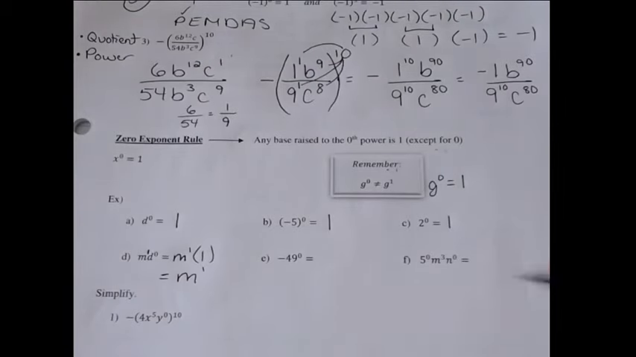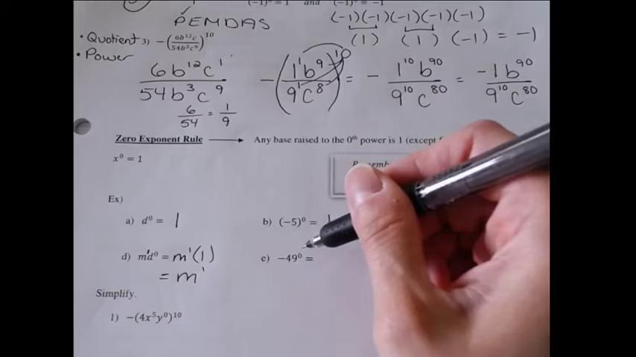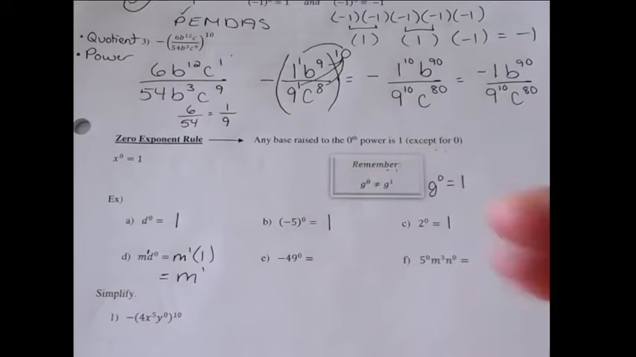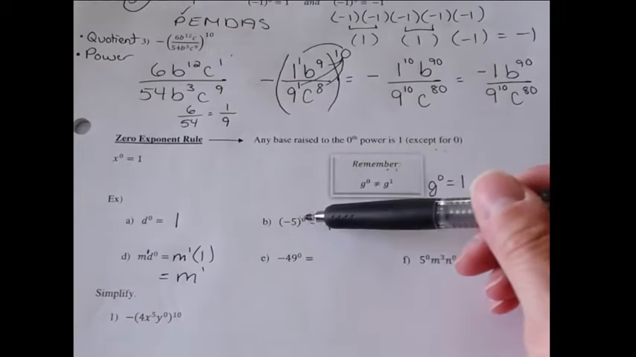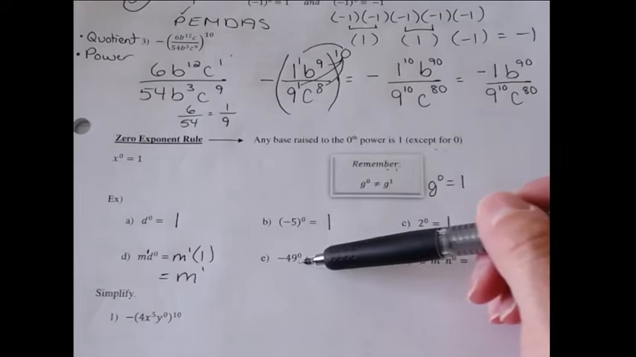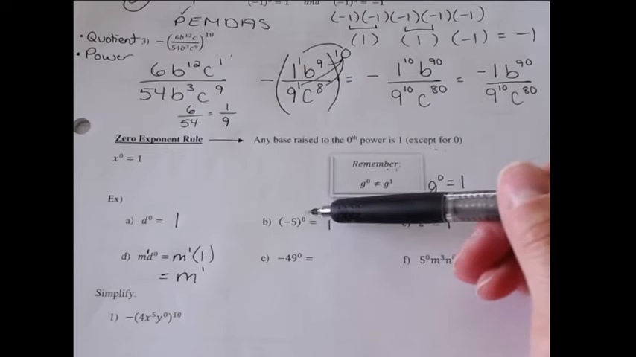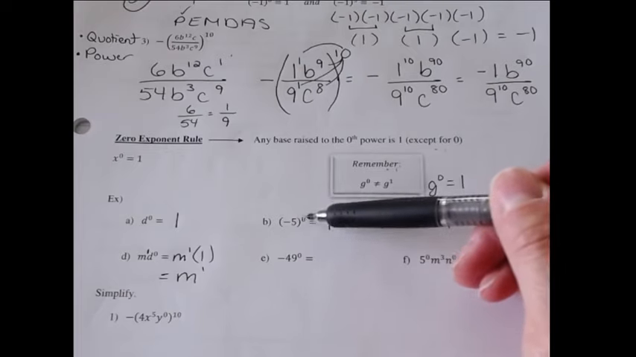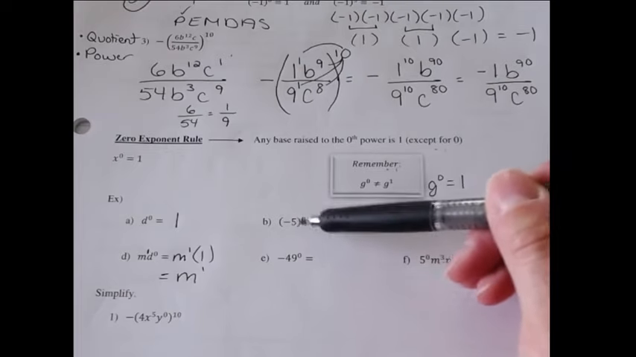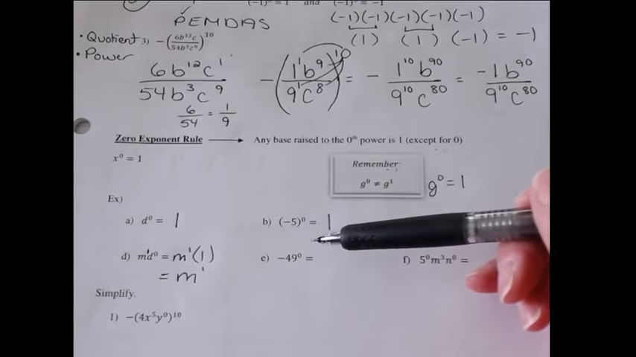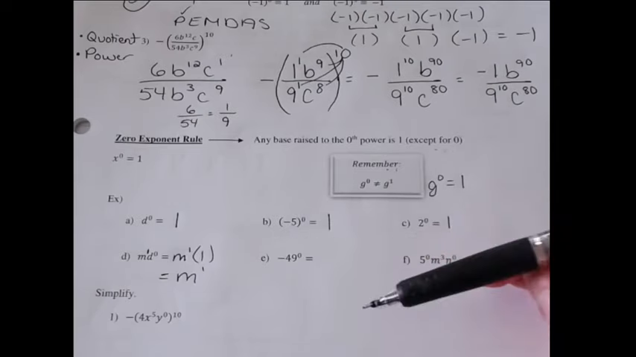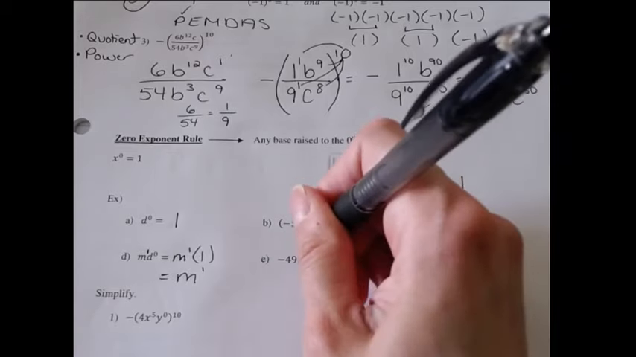For part E, notice the 0 is only being applied to the base 49. This is that idea of parentheses versus no parentheses. This is why I have them stacked, so you can see the difference. The 0 here in part B is being applied to the entire contents in -5, hence the set of parentheses. With part E, that 0 is only being applied to the 49.